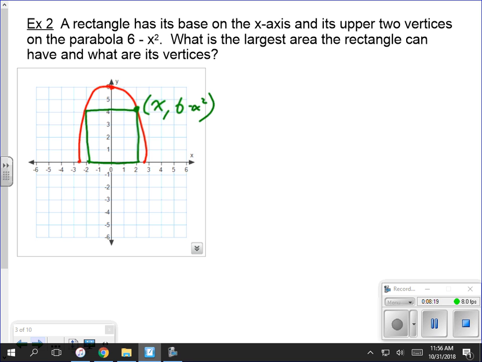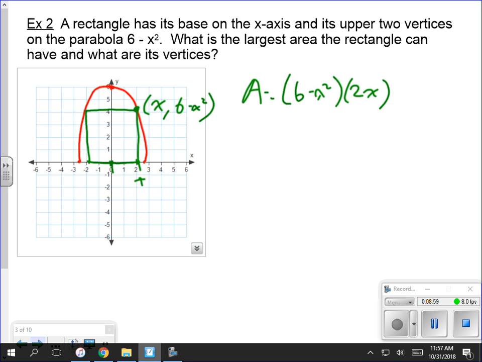Okay. So what's the area of this rectangle? Well, one dimension is 6 minus x squared. That's the height. What's my width? 2x. Because x measures from here to here, but I have the whole length, so that's 2x. Does that make sense? Do you see where I'm getting my relationships from? Do you see where I'm getting my formula from?